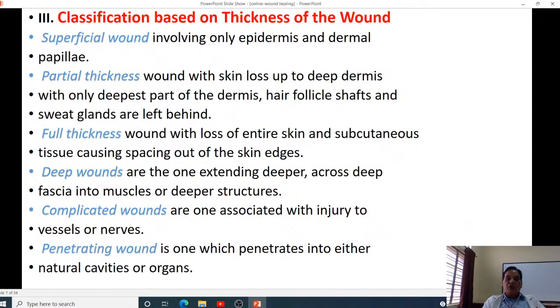By depth, it means wounds are going deeper into muscle or maybe even deeper structures. Then, again, there is the complicated wound. What complication? The wound is involving some major structure like a vessel or nearby nerve. That makes it complicated. The last one is penetrating. What is happening? This penetration may look very superficial on the skin, but it can enter into a natural cavity like the peritoneum, chest, or it can damage an organ. So this is the classification based on the thickness and depth of the wound.